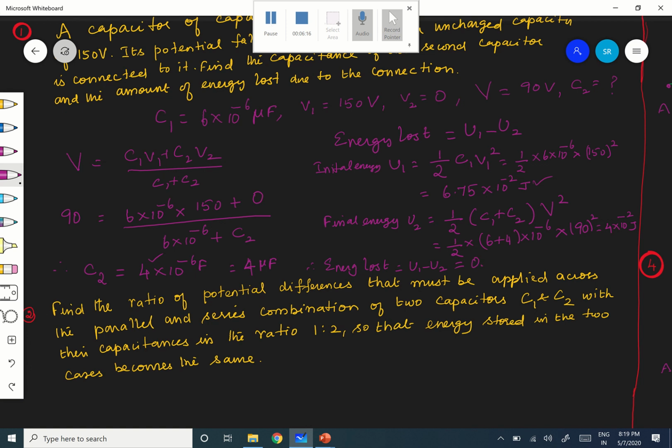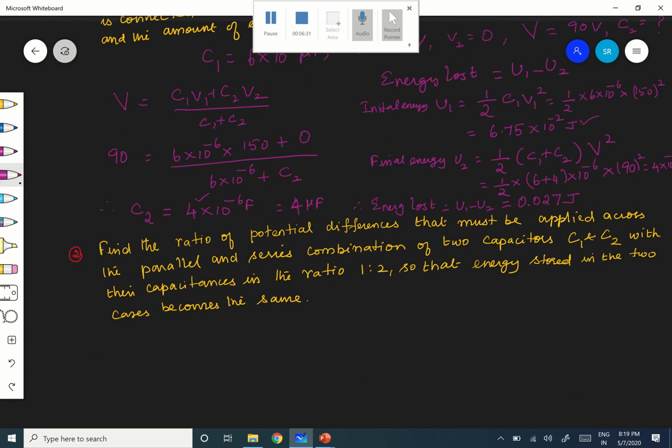Minus 2, no, 10 power minus 2. Okay, therefore 0.027 joules. Are you following? 2.7 10 power minus 2 joules. Therefore this is it. That's it, first problem.